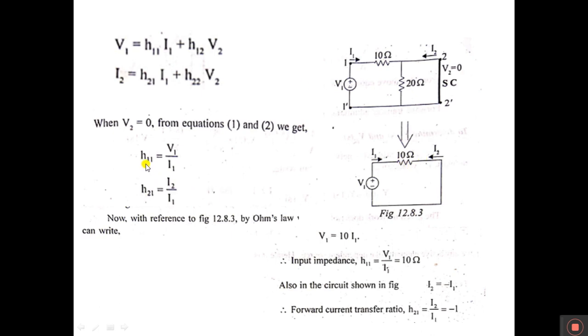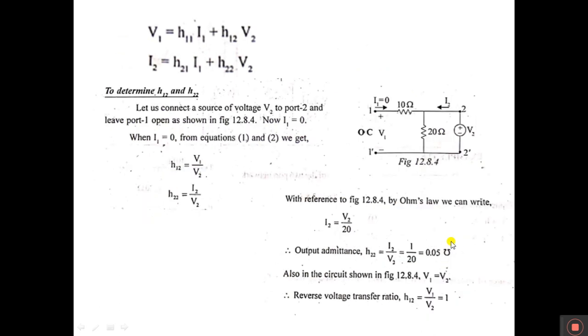We know the equation H11 equals V1 by I1. So H11 equals V1 by I1, that is 10 ohm. The current entering the circuit is I1, and this is I2 flowing in the opposite side. So I2 equals minus I1. So H21 is I2 by I1. You can directly calculate I2 by I1 equal to minus 1. Next case, find H12 and H22.